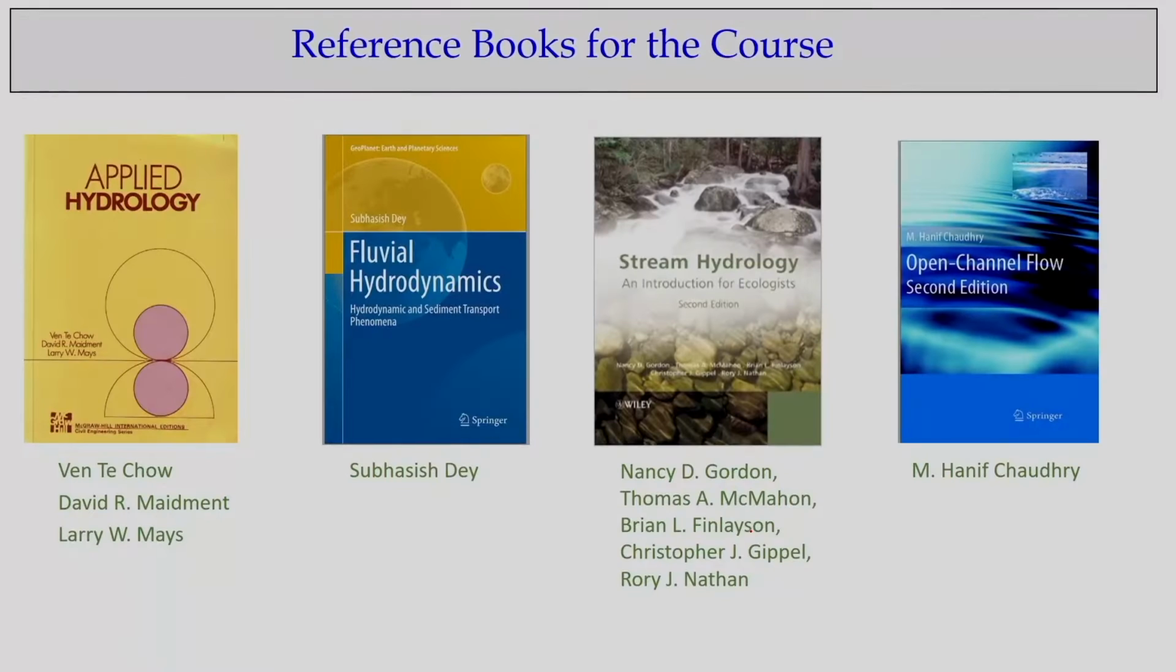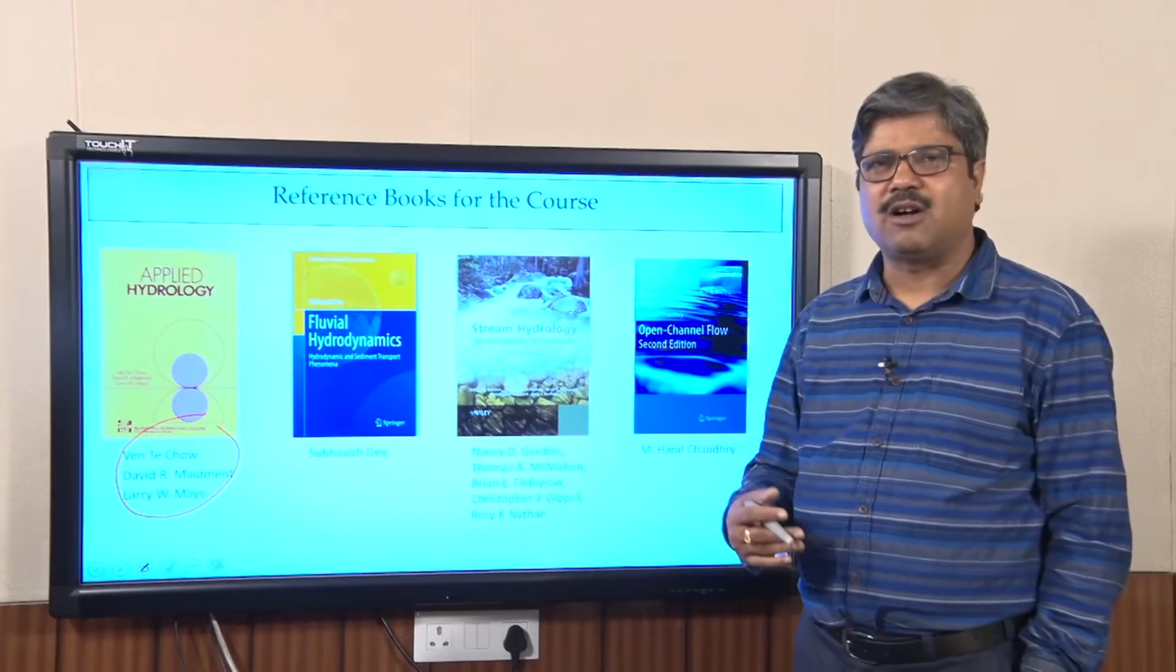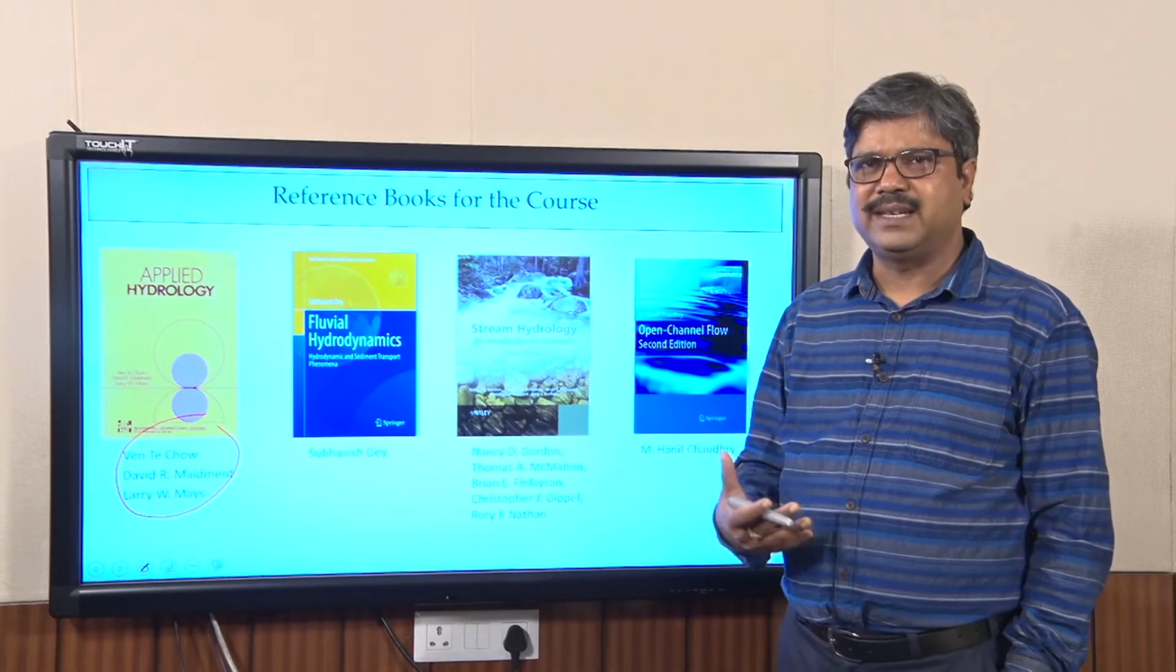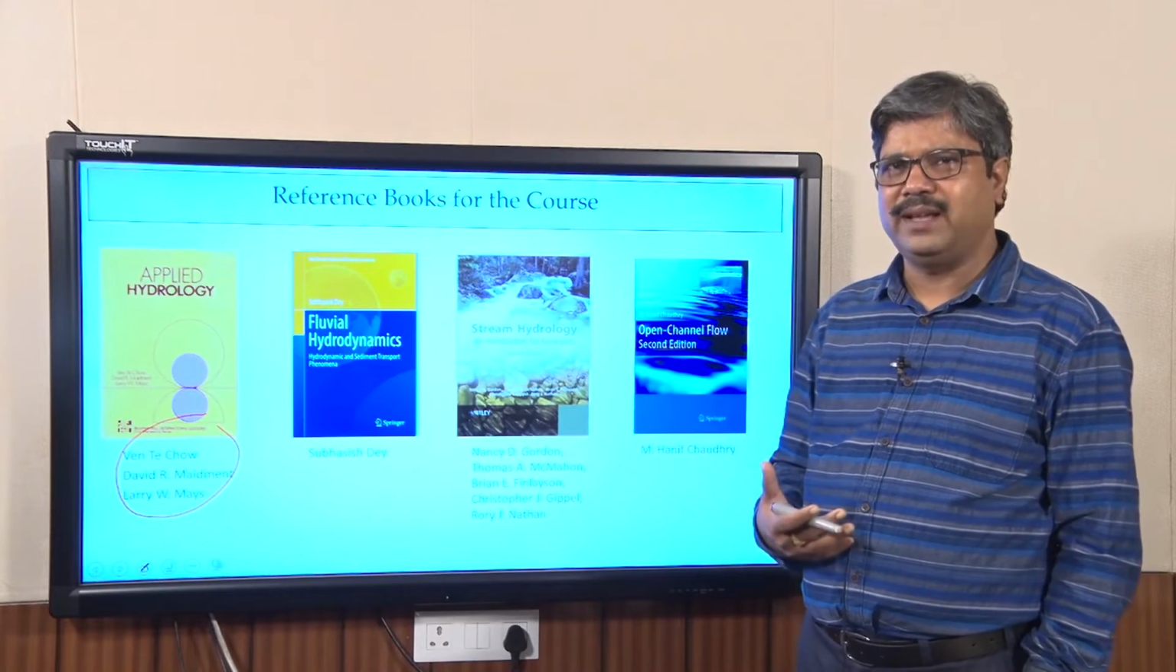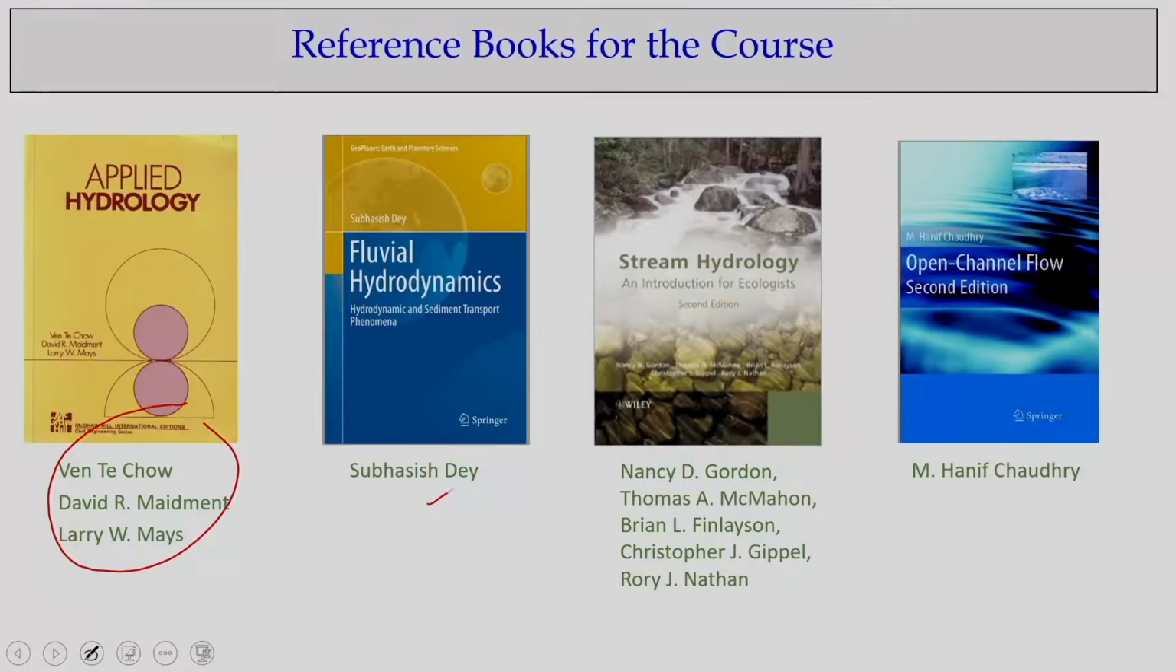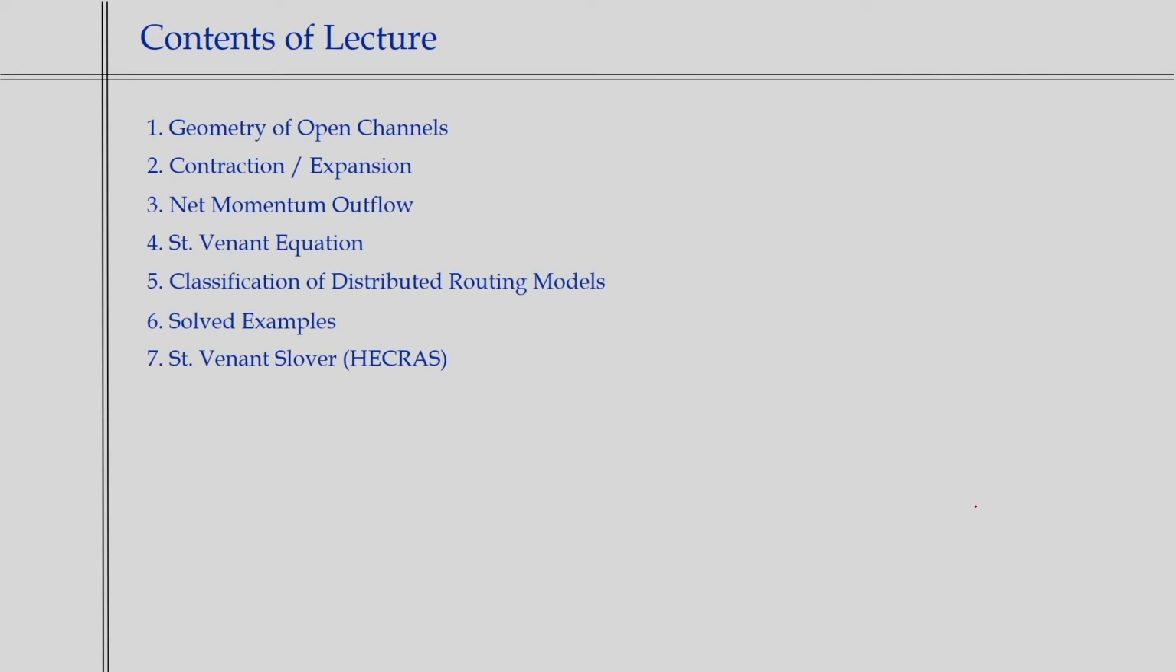If you look at this book, Applied Hydrology by V.T. Chow and the book by D.R. Maidment and Mays, these are what we are following for the derivation of the Saint-Venant equations in terms of discharge Q and the flow depth. We also have other books that we have been following as a part of the river engineering course. Now let me go back to the contents of what we are talking about.